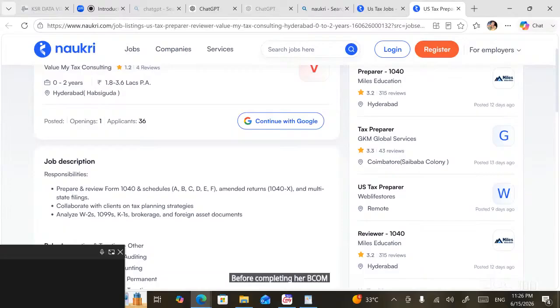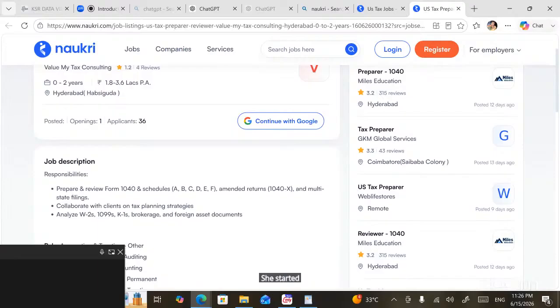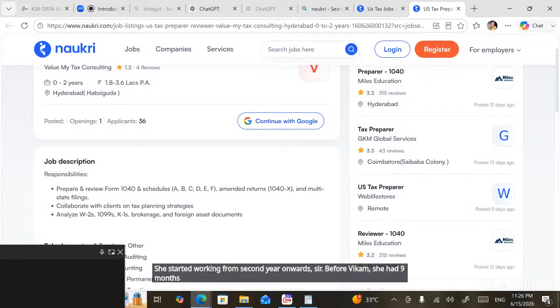Which BTech candidate is getting that? Here talent matters, not the grade or degree. She started working from second year onwards, sir. Before completing BCom, she had 9 months of work experience.